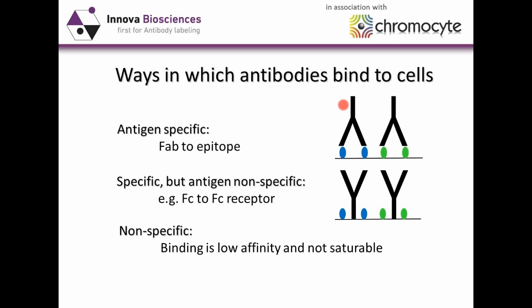Okay, so staying with antibody binding, which is what we're really focusing on today, it's important to note that there are different ways in which antibodies can bind to cells. The first is really antigen specific, in which case the antibody binding site actually binds with the epitope of interest, which is here. You can also get specific binding, but it's not antigen specific, and that could be where the Fc portion of the antibody, which is this section here, binds to Fc receptors on the cell surface.